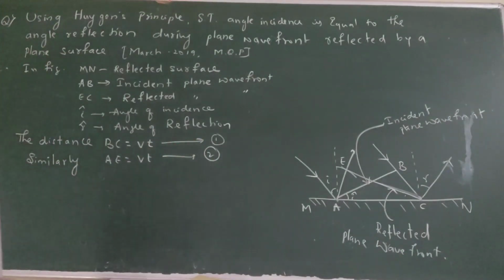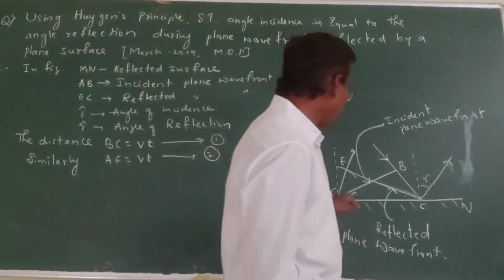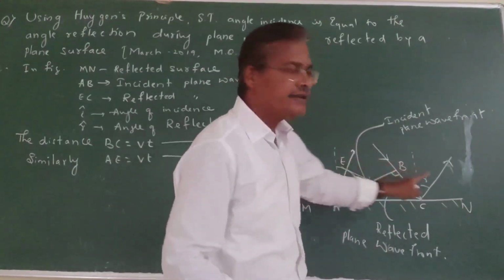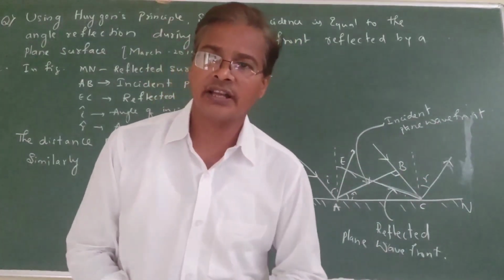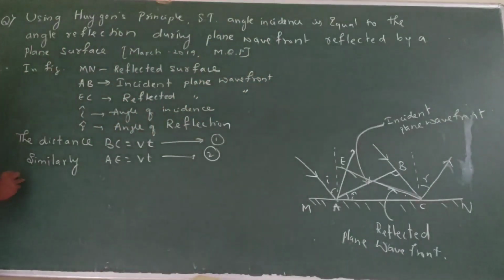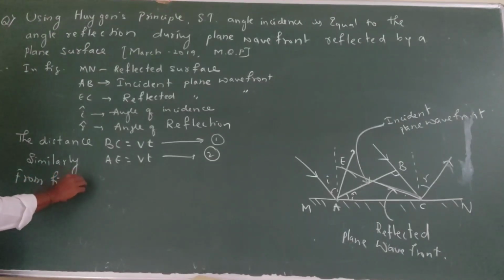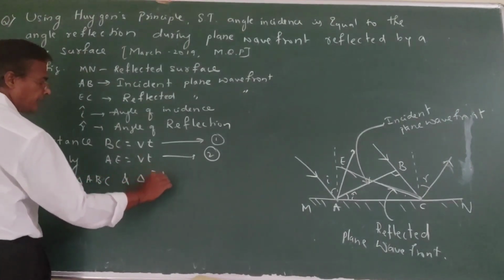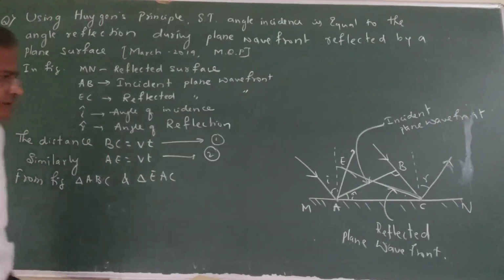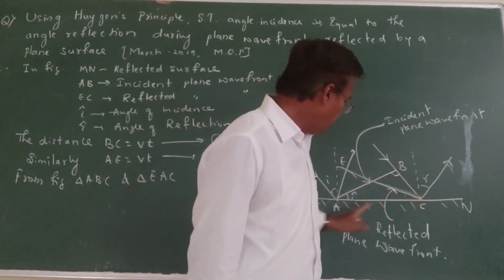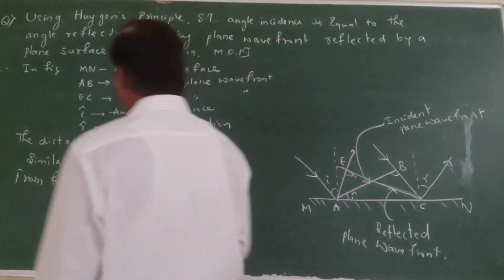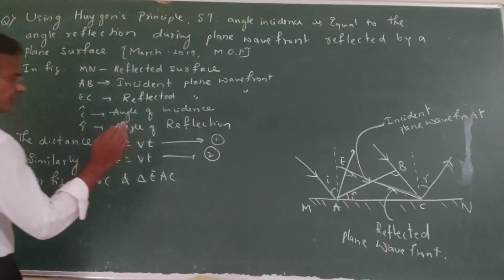Now there are two triangles we can see from the figure. One triangle is ABC, another is AEC. Here we can see that angle ABC and angle AEC are both 90 degrees. This is a perpendicular, right angle triangle.